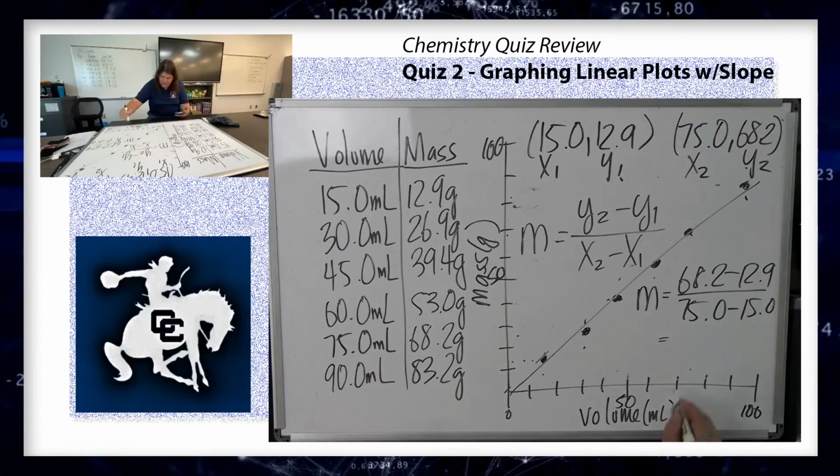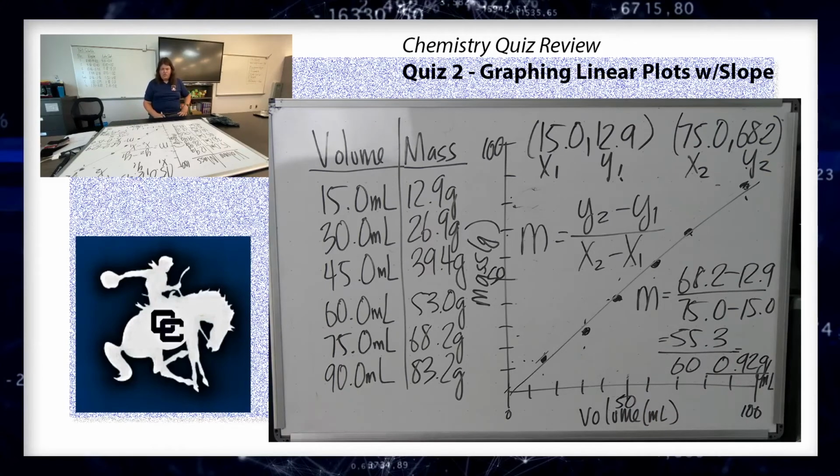68.2 minus 12.9 is 55.3. On the bottom, we have 60. Dividing the two numbers, we get 0.92, and the units are grams per milliliter. Again, it's very important that not only do you do your graph properly, but you show your work, including the plugged in equation, the intermediate step, and the final answer.